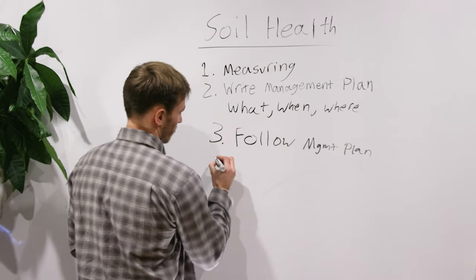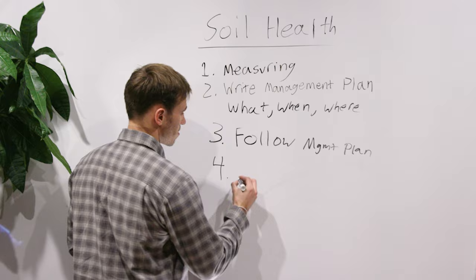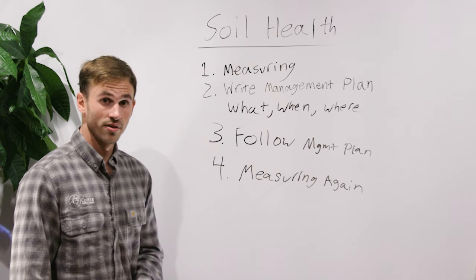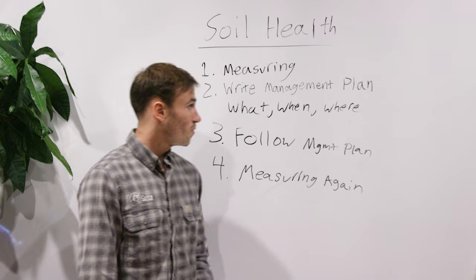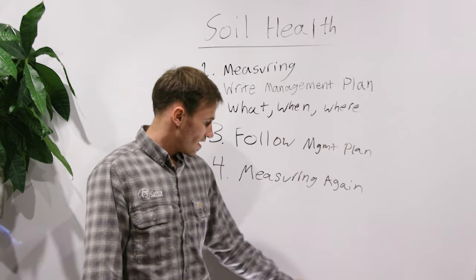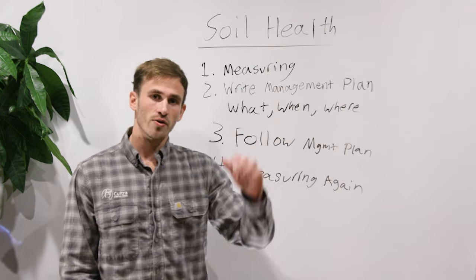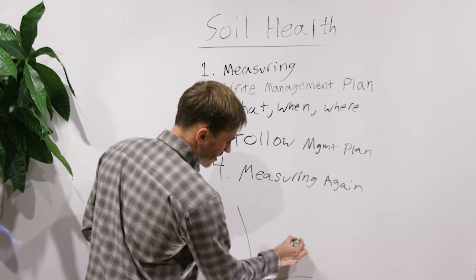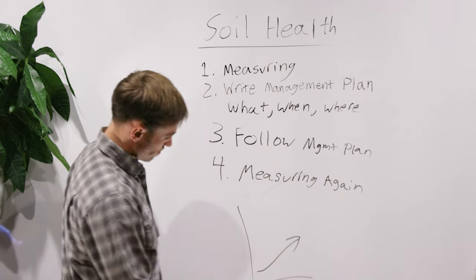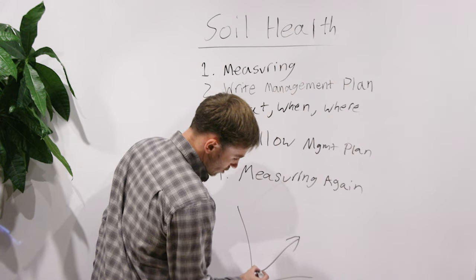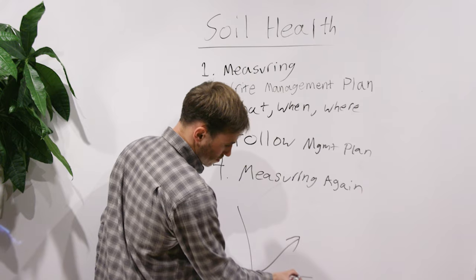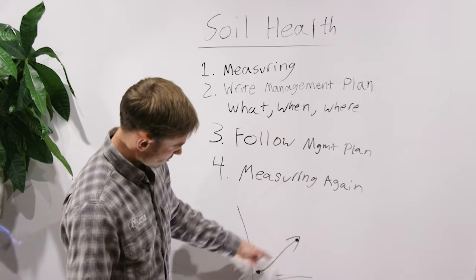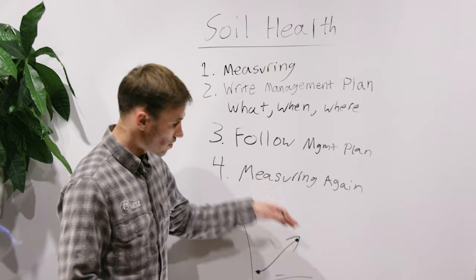And now, the fourth piece of increasing soil health is measuring again. A lot of times this one gets missed, right? But we don't know if any of this was worth it if we don't measure again and see a graph that goes up and to the right. So we want to be looking at creating this graph in our soil, meaning we're going to measure, we're going to follow the management plan, and then we're going to measure again, and we're going to look at this difference. Is this going up or is this going down?